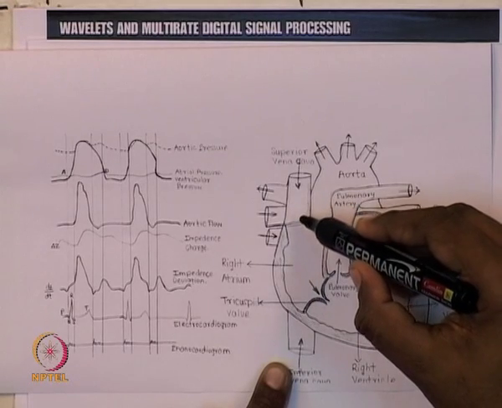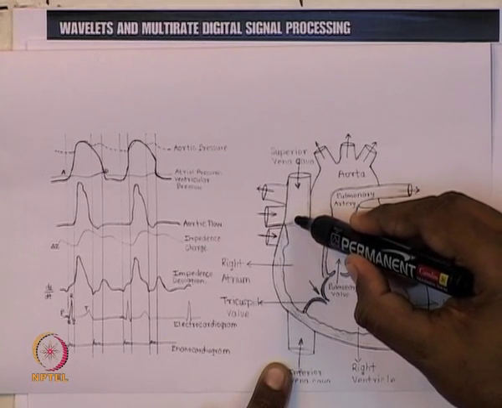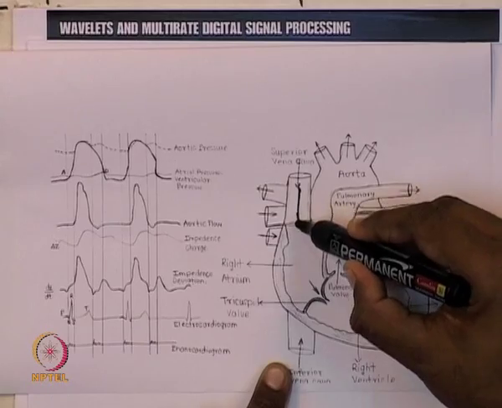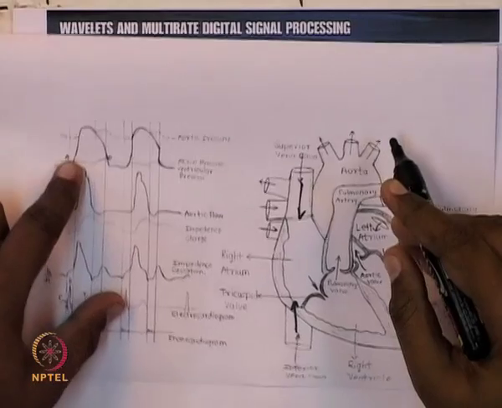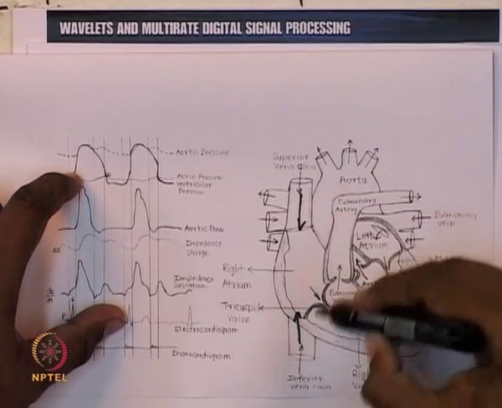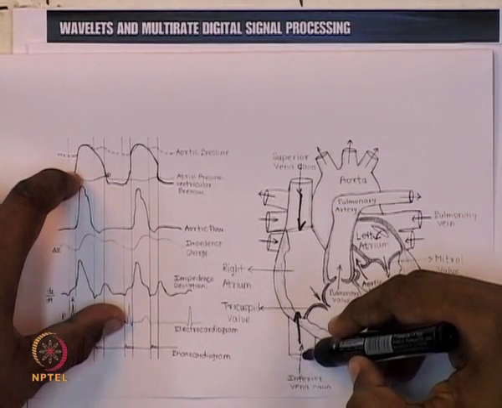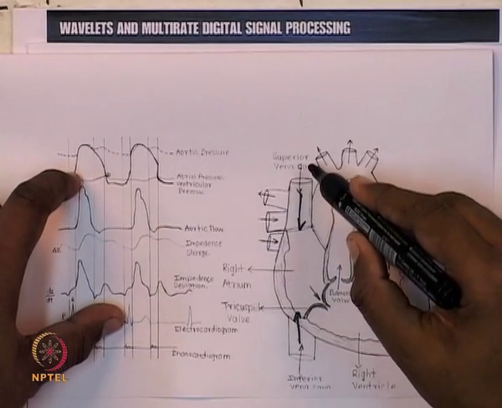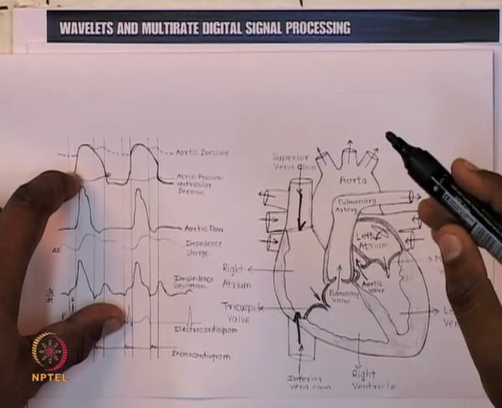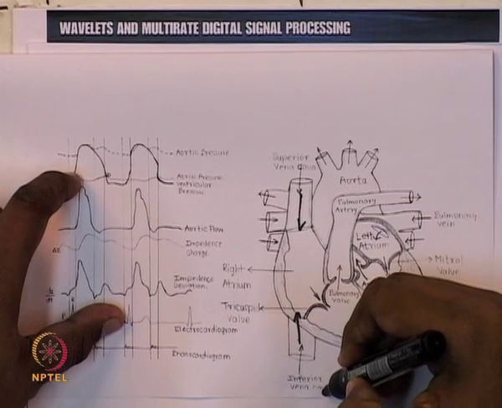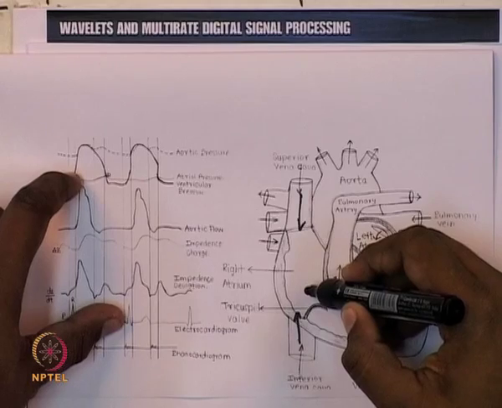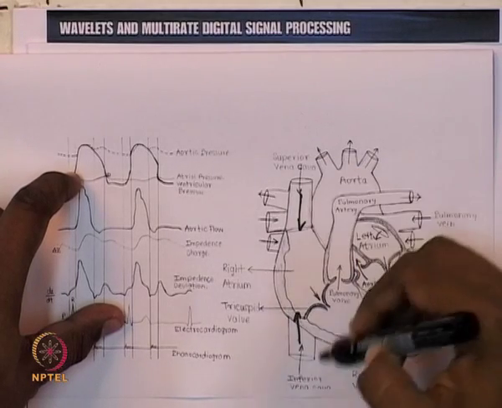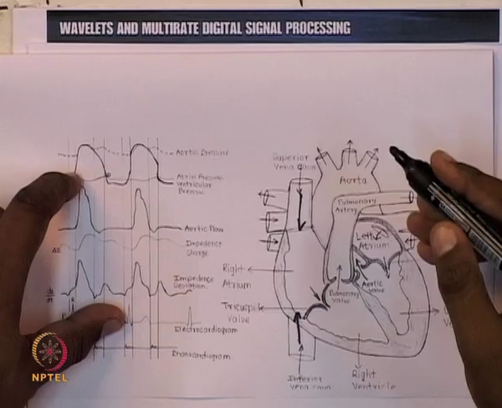Now, here you can see the 2 major vessels, that is this one and this one. These are the superior vena cava and the inferior vena cava. Superior vena cava will be bringing blood from the upper part of the body to the heart, and inferior vena cava will be bringing blood from the lower part of the body to the heart. Now, the name superior and inferior is not because of its functioning, it is just because of the position.